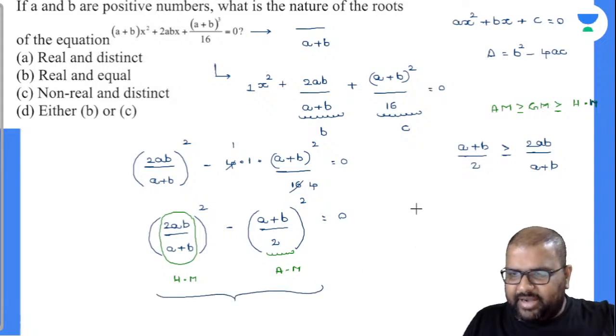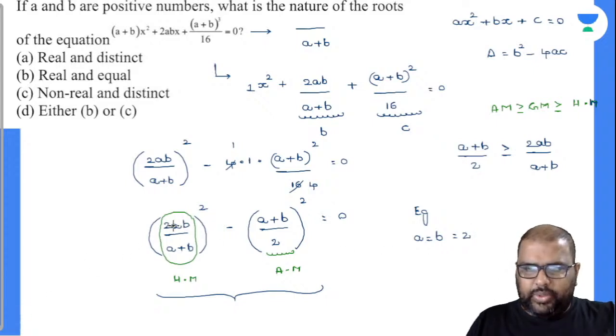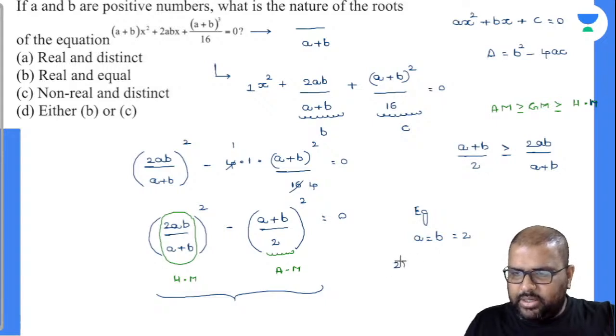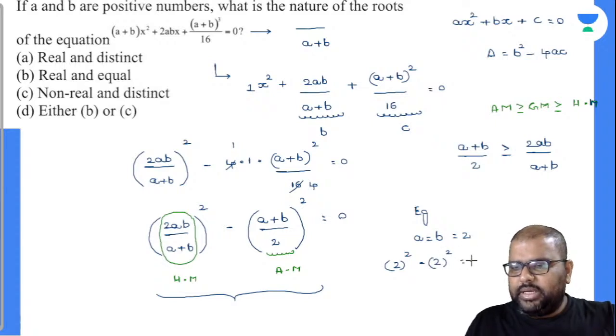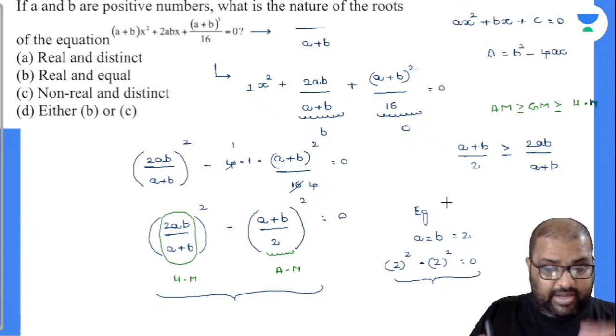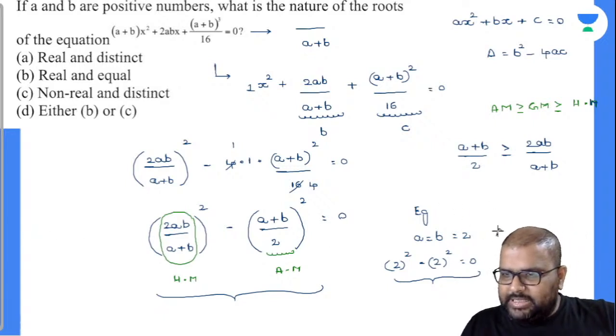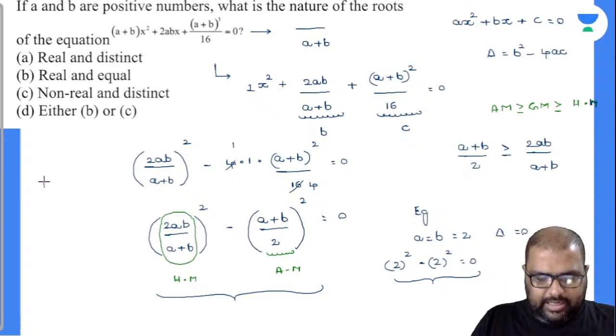I'll take an example. For example, a is equal to b is equal to 2. Then what will be the answer? 2 into 2 into 2 is 8 divided by 4, which is 2 square, minus 2 plus 2 by 2, again 2 square, is equal to 0. So when a is equal to b, my discriminant value is equal to 0.